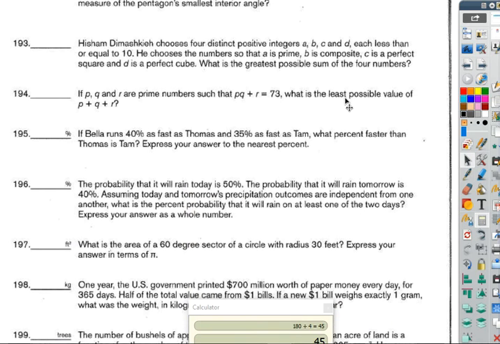Hishma, I can't pronounce that, chooses 4 distinct positive integers a, b, c, d, each less than or equal to 10. He chooses a number so that a is prime, b is composite, c is a perfect square, and d is a perfect cube. All right, the only perfect cube that is less than or equal to 10 is 8. So we know d is 8. So then perfect number, the only perfect number that is less than 10 is 6. So we know that c is 6.